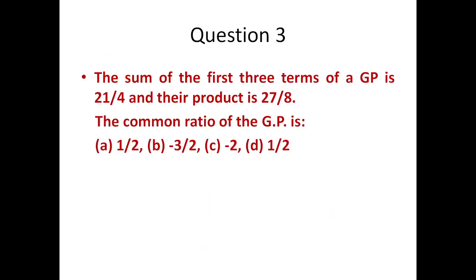Now come to the third question. The sum of the first three terms of a GP is 21 upon 4 and their product is 27 upon 8. So we have to find the common ratio of the GP.